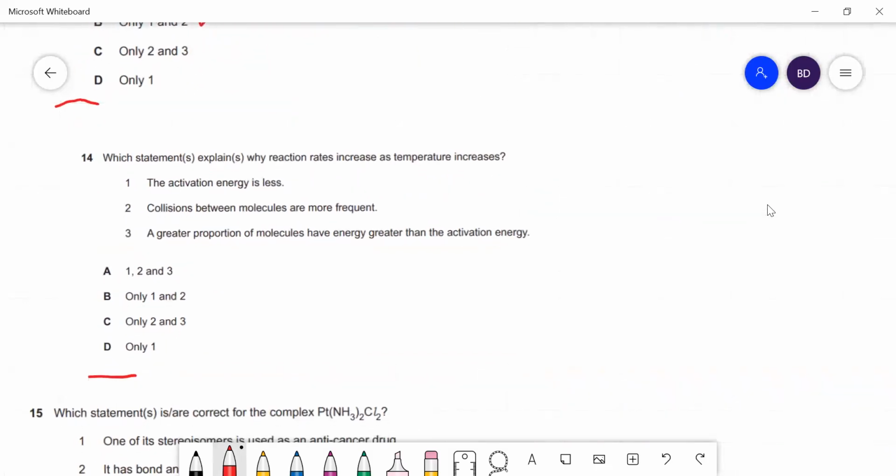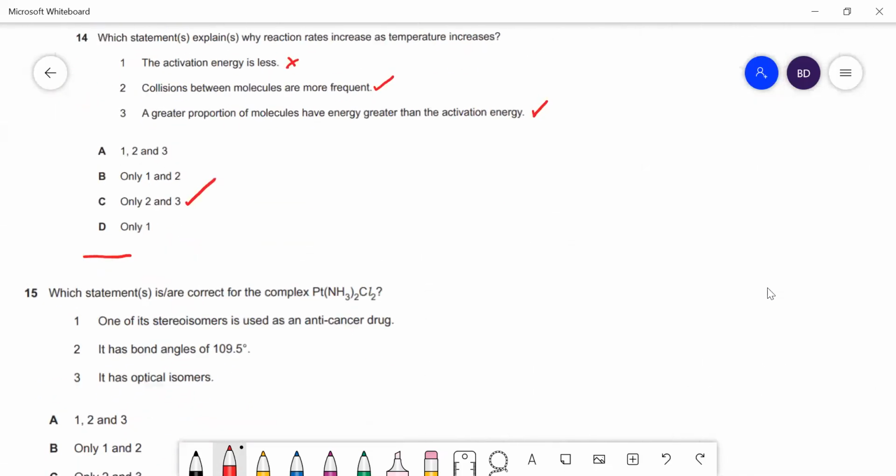Why does the reaction rate increase as temperature increases? Okay, now the activation energy is not less, it doesn't change, does it? It's the same. You do get more collisions between molecules, they're flying around faster, and this is true as well because a greater proportion of molecules have energy greater than the activation energy, because the average speed of all the molecules goes up. They've got more kinetic energy. So 2 and 3 is the right answer there.